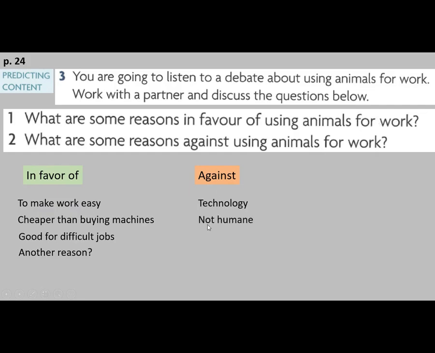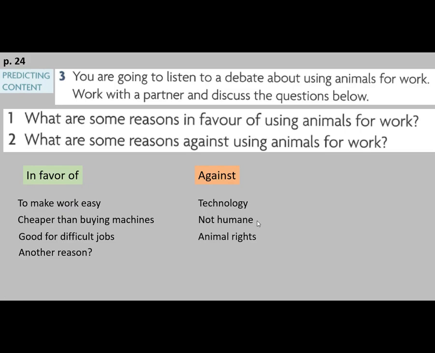Using animals for work is not humane. If you remember the word humane, it means kind. If you use animals for work, animals suffer a lot. They are not free. They are maybe not treated well. Maybe they are not fed well. They don't eat well. And it's not humane.